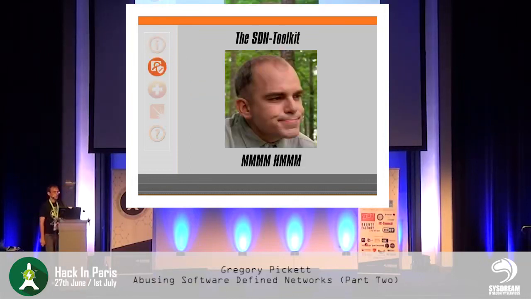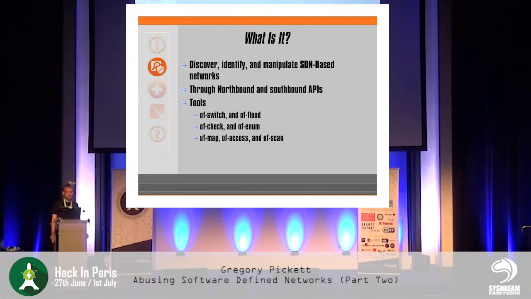Okay. So the SDN toolkit, I don't know if this is an obscure reference. I think by now it's a bit old, but it seemed appropriate at the time that I put this together. Okay. So what is the SDN toolkit? Right? It discovers, identifies, and manipulates SDN-based networks through both the northbound and southbound APIs. There's OFSwitch, OFFlood, OFCheck, OFEnum, OFMap, OFAccess, and the new one, OFScan.